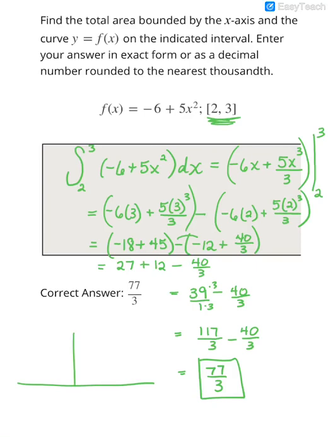And that would be from the interval of 2 to 3. So roughly that curve is something like that. So that area would be 77 over 3.